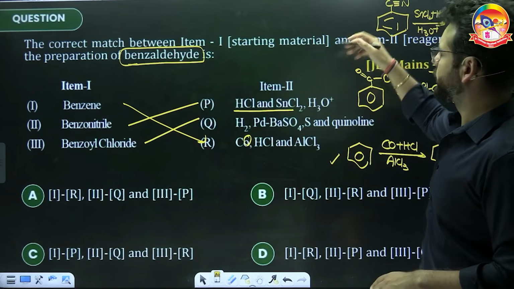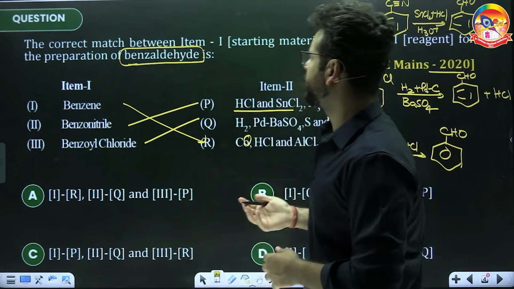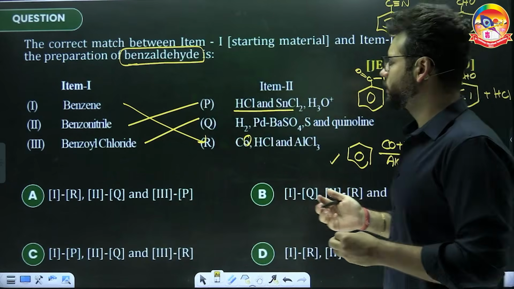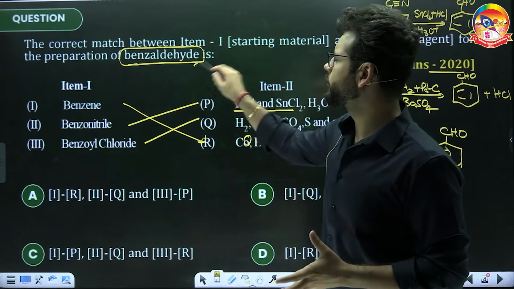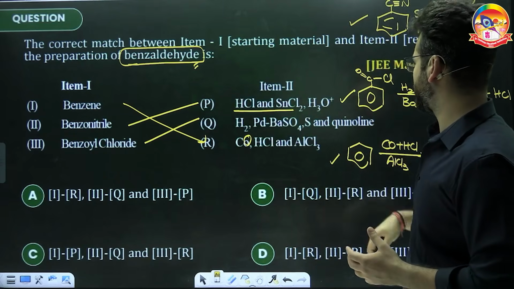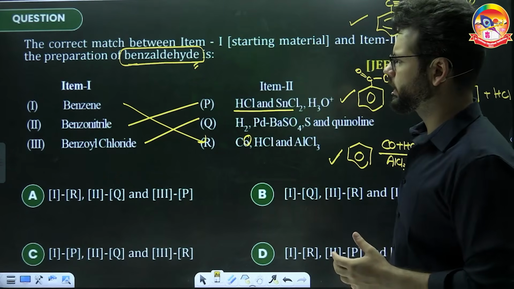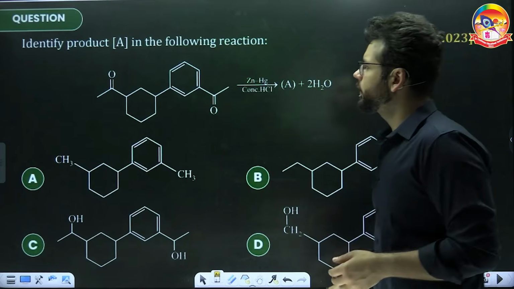Gattermann-Koch, 3 named reactions given in a single question. Such a beautiful question. They didn't even give you the reactants and products. They just asked you for the preparation of benzaldehyde. 3 named reactions got revised: Stephen reduction, Rosenmund reduction, and Gattermann-Koch reaction. So this becomes our answer. Right. Moving on to the next one.